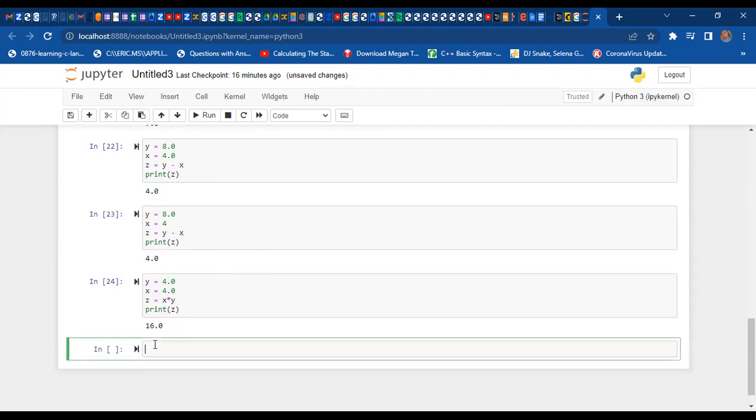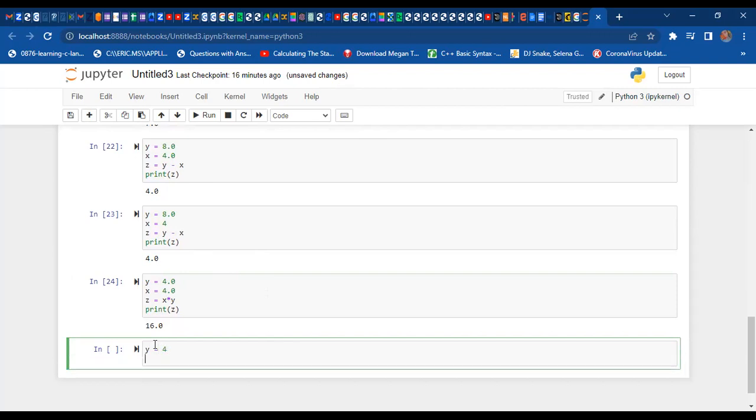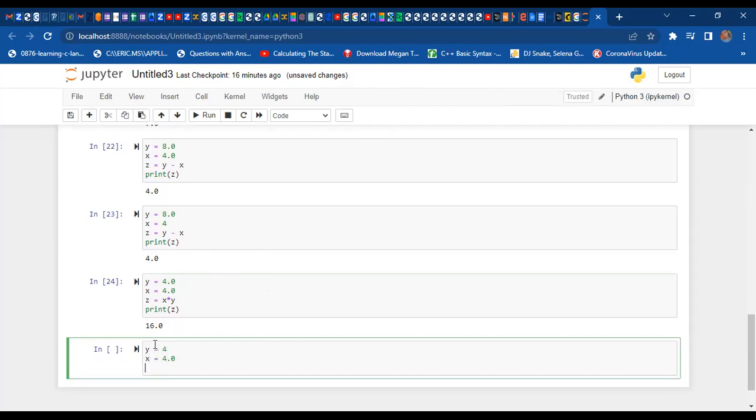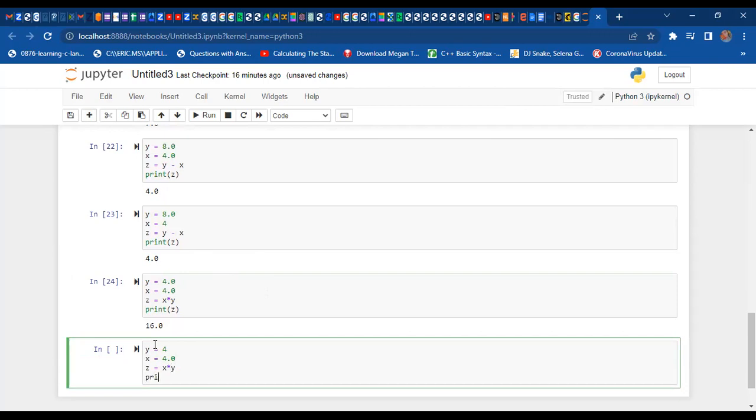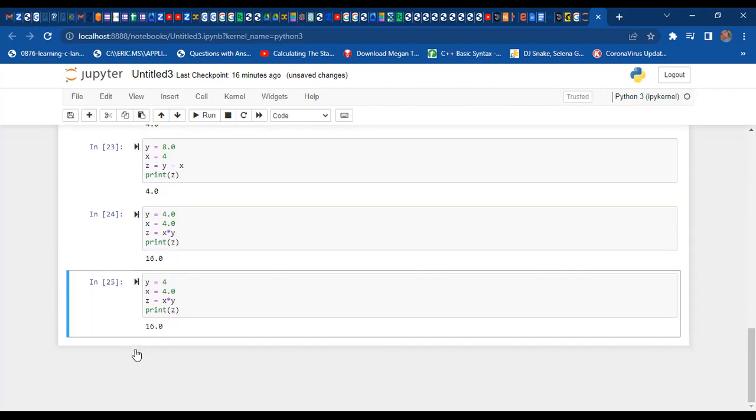Let's also do an integer times a float and see what we will get. y is equal to 4, x is equal to 4.0. z is equal to x times y. Print z. As you can see, it has given us a float also. So a float times an integer will be a float.